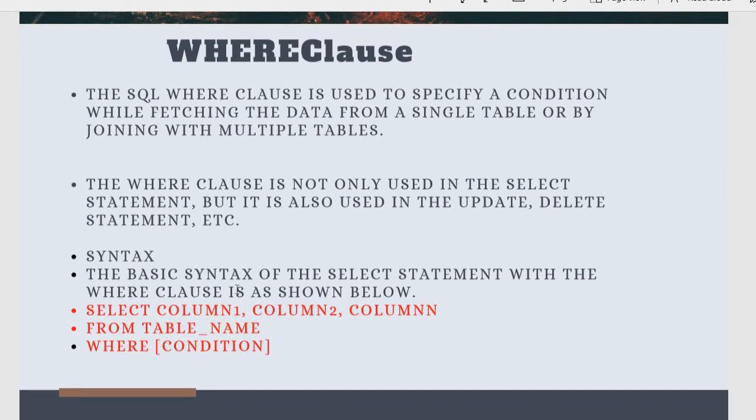Coming to the where clause. The where clause is used to specify a condition. You're fetching some data from a single table, or it may be multiple tables, and what it'll do is return specific values from the table. So it'll fetch the records we need. The necessary records will be fetched from that particular table, whether it is a single table or multiple tables. We can use the where clause.